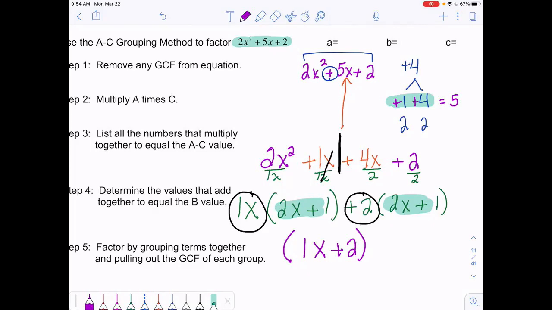The last part of grouping is to take those two separate parentheses that were the same and pull them together as one parenthesis. Because separately, the 1x and the 2 were being multiplied by the same thing. So when I pull them together, they still have to be multiplied by the same thing. So now I have x + 2 and 2x + 1. Once your answer is in parentheses, total parentheses being multiplied together, then it's factored.